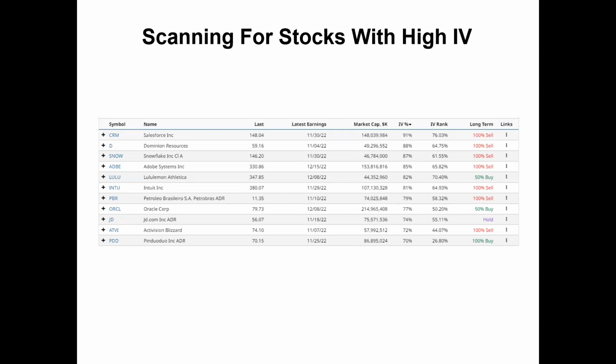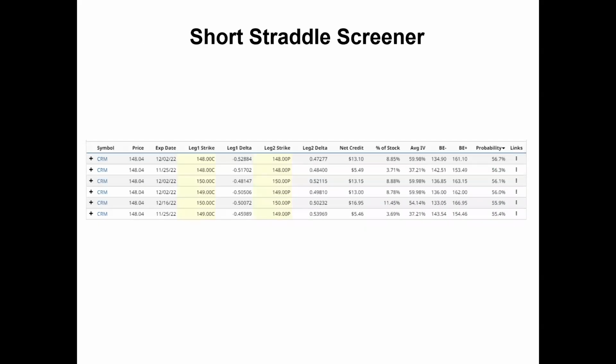Once we've picked our stock, we can go into the short straddle screener and add a parameter that the symbol needs to match the one that we're interested in. And here we can see some example short straddle trades. So we're going to take a look at the first one, expiring on December the 2nd after earnings. We're basically selling an at-the-money call and an at-the-money put.